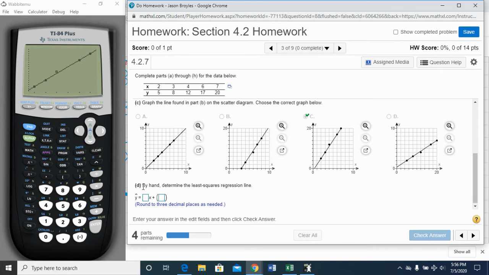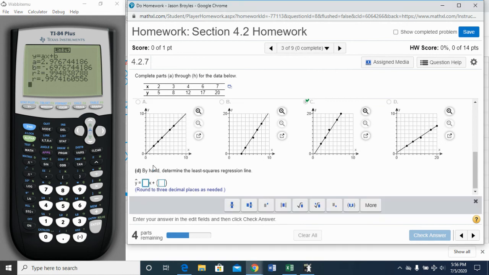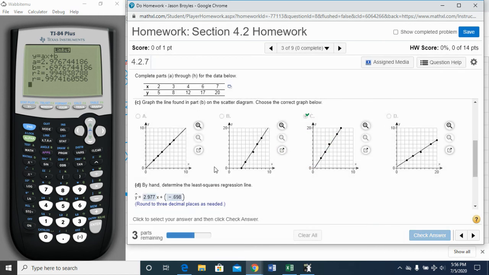All right, it says by hand determine the least squares regression line. Again, I wouldn't do it by hand. I would do it using the calculator. So clear this out. Stat. My lists are already put in there. So go down to number 4, linear regression. My lists are already good. Go down to calculate. And I'm looking for the A and the B. It wants me to round these to 3 decimal places. So the A is 2.977 if I round it. And the B is negative 0.698 if I round it. And check those, and we're good.